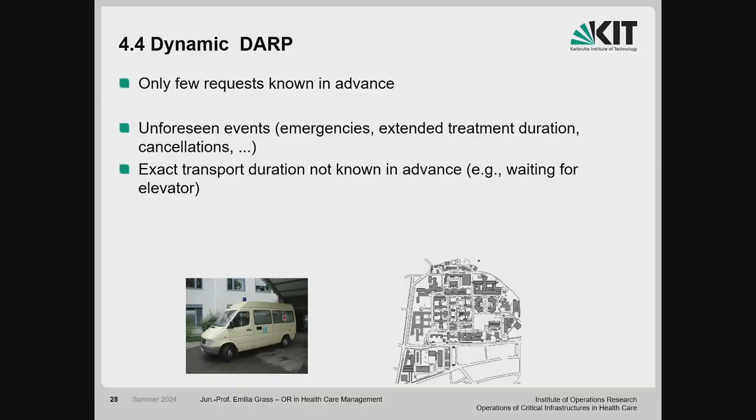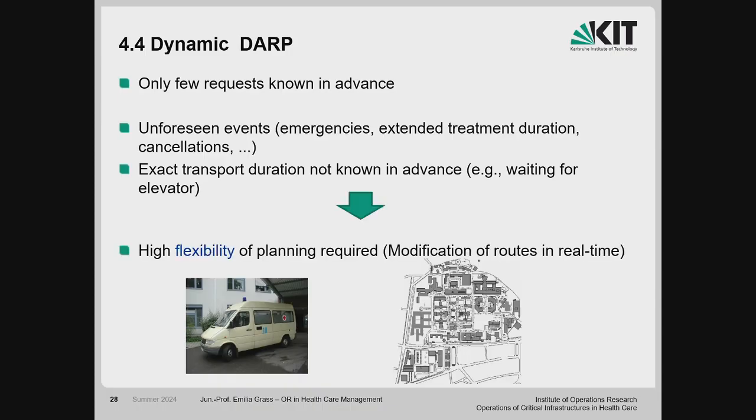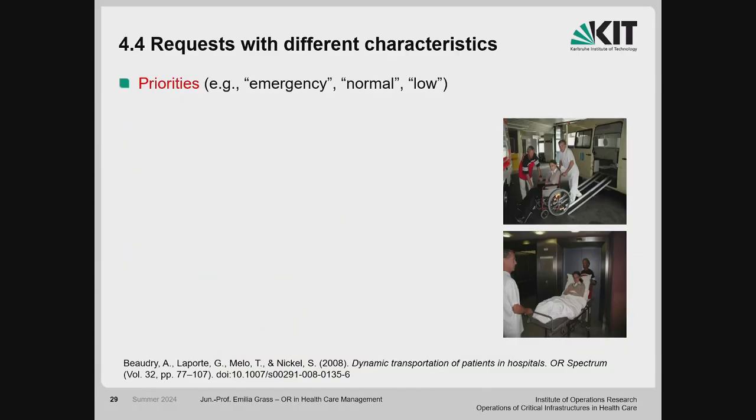Also the transport duration could be not known in advance. So we need pretty high flexibility of planning. That means we need a dynamic version where we re-optimize our schedules and our routes based on the new information that comes in. So we need continuous re-optimization, dynamically, as new information becomes available.